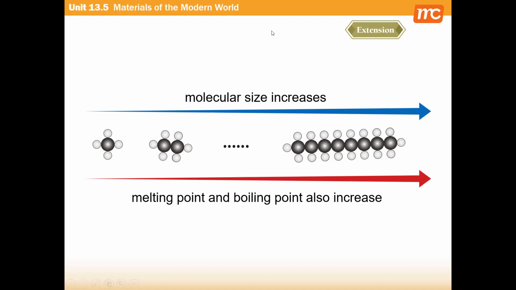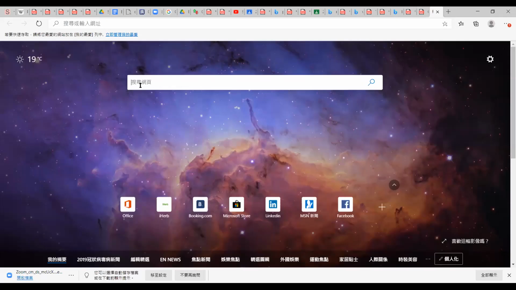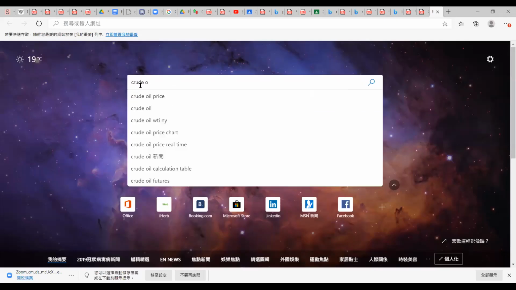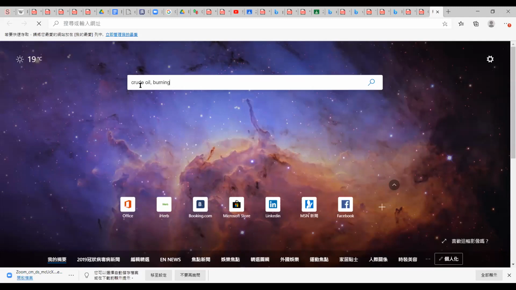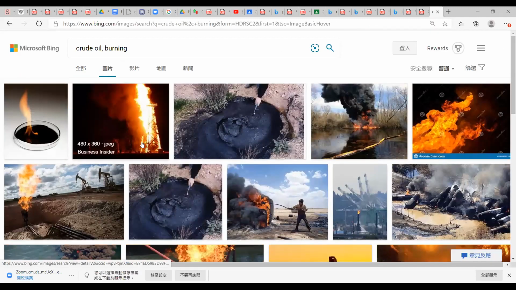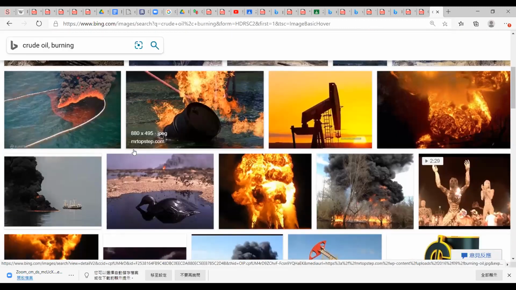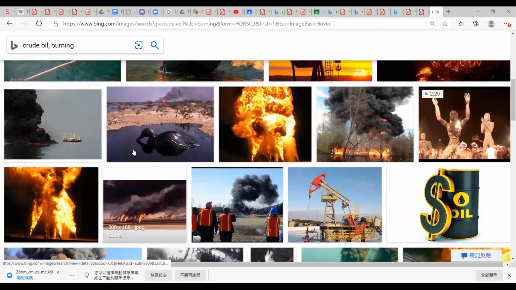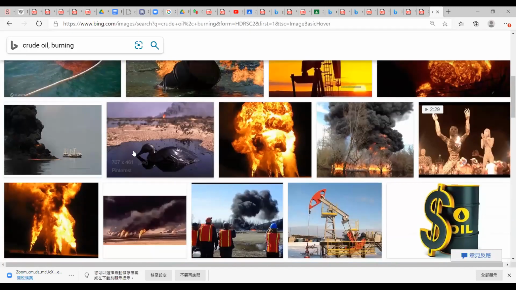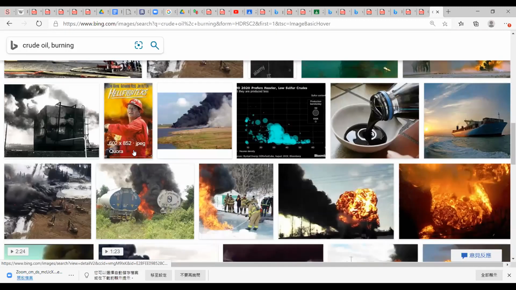Now you may search on the web. I will give you some hints. Now please search on the web now. Type the term crude oil and then burning. Take a look at that diagram. Tell me, why do we need to separate the crude oil for further use?